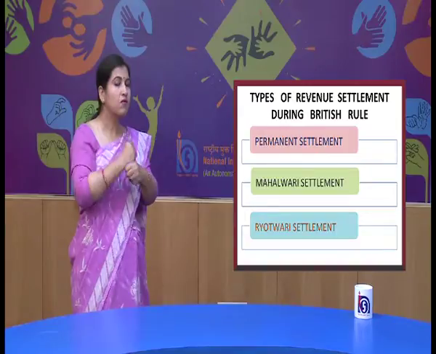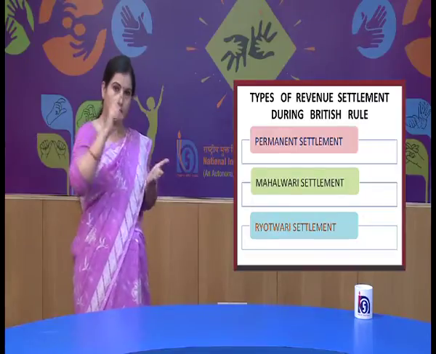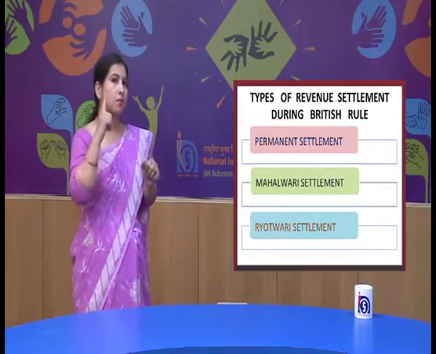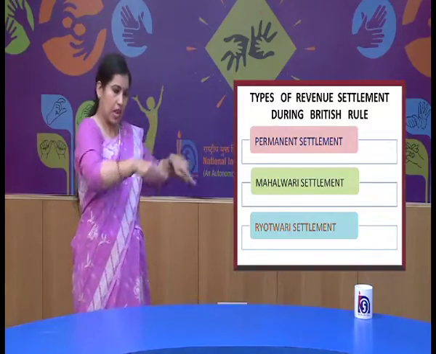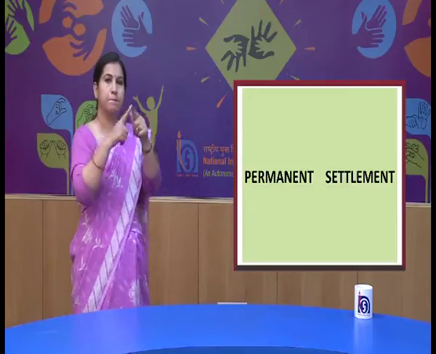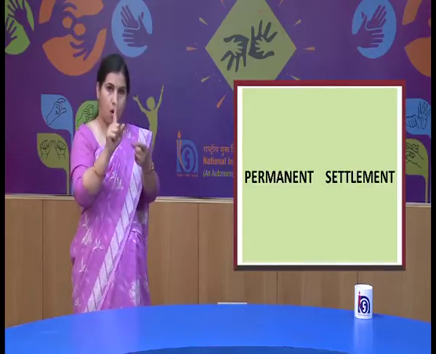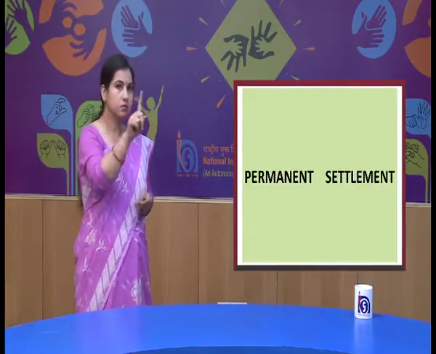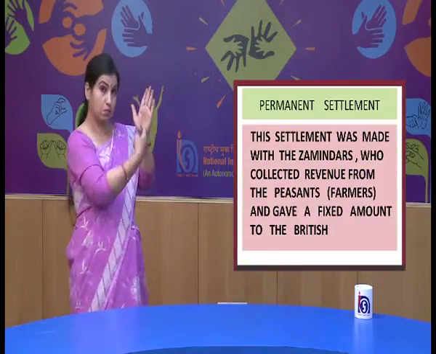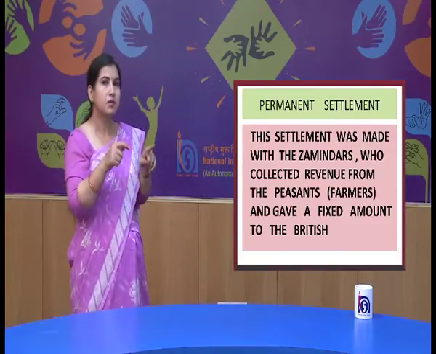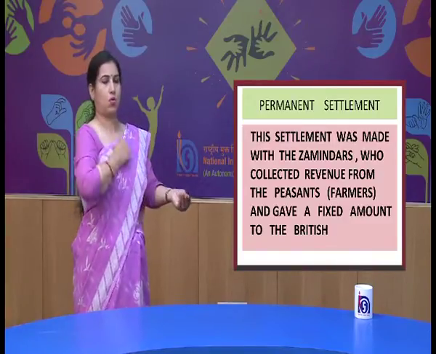The then Governor General Lord Cornwallis introduced a new policy of land settlement called the permanent settlement in Bengal and Bihar in the year 1793. Under this policy, the zamindar was made the owner of the land in return of a fixed sum of money.